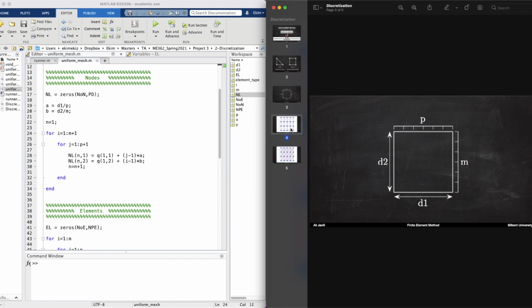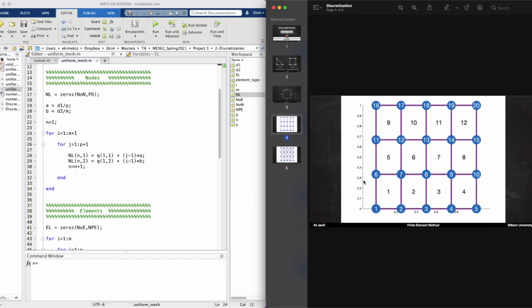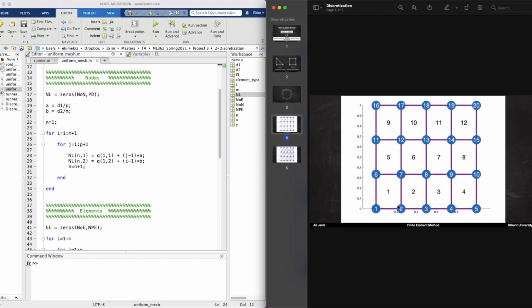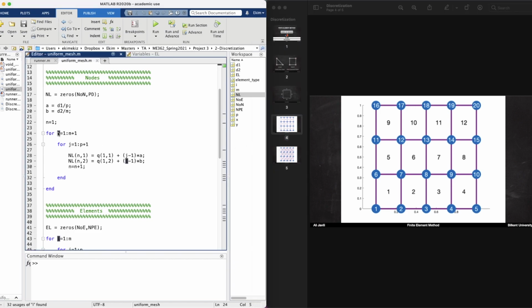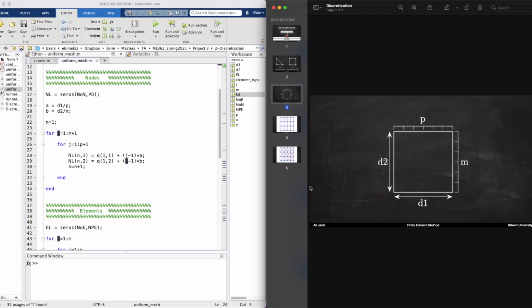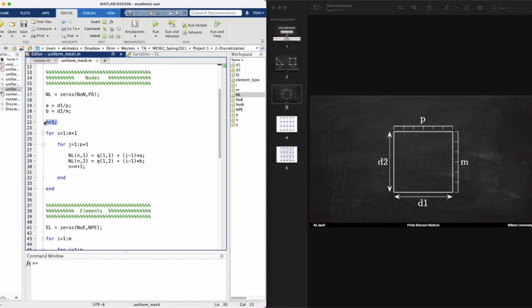Okay, so when i is 1 and j is 1, we are looking at the first row and the first column of our nodes. So we are looking at node 1. You can think of it like that. And when i is 1 and j is 2, we should be at node 2, right? That's how it works.